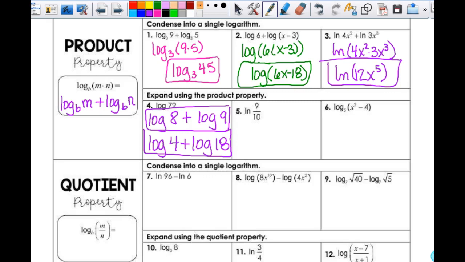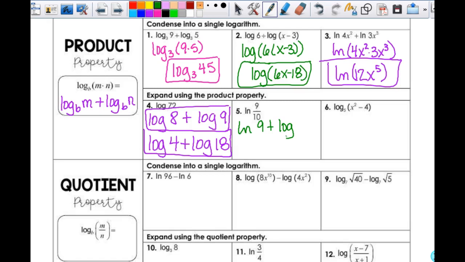All right, so then I'm going to expand using the product property. So again, it says product property. I mean, yes, this is a quotient property, but it does say expand using the product property. So what are two things that multiply to give me 9/10? I'll get you started. What about log of 9 plus the log of what? What do I have to multiply by 9 to get 9/10?